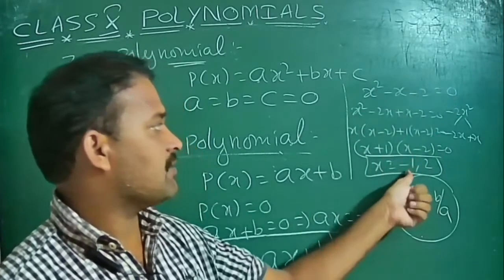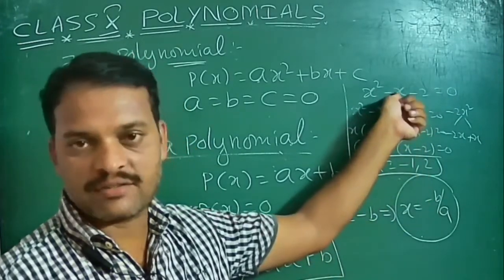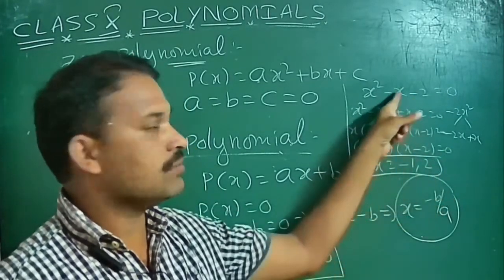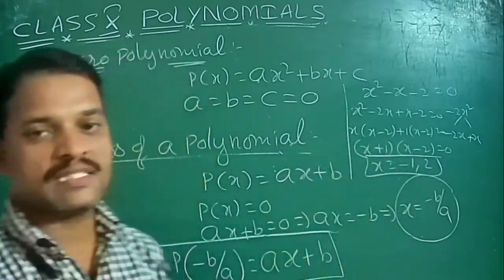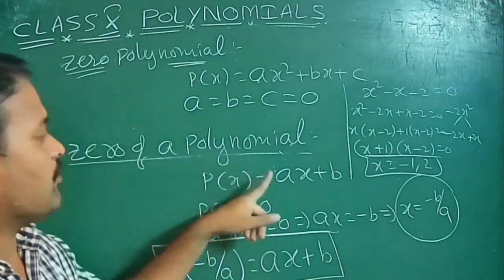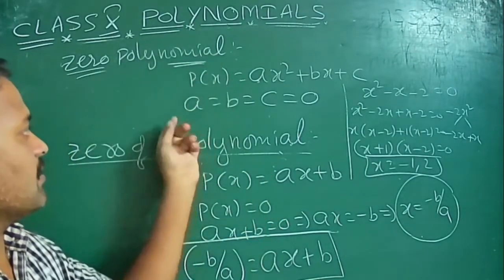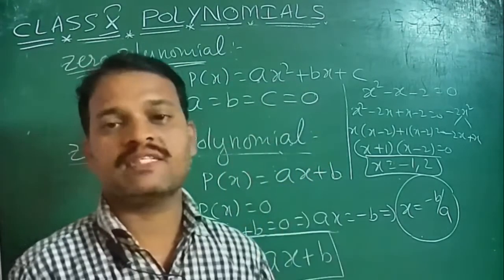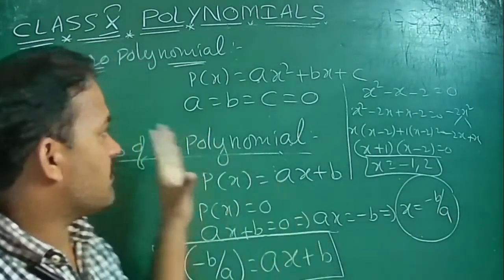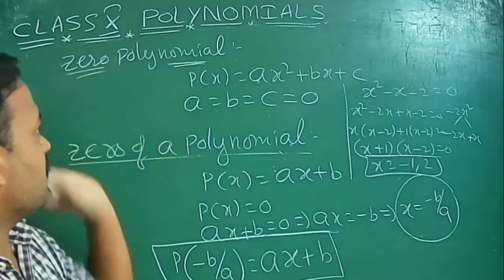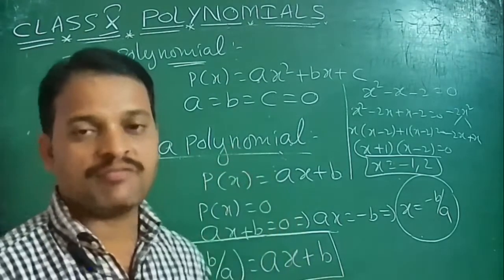Suppose we substitute x = -1, you will get 0. Substitute x = 2, again you will get 0. So that's why -1, 2 are called the zeros of a polynomial. What is a zero polynomial? All the coefficients must be 0, then the whole polynomial will become 0. That is the definition of zero polynomial and zero of a polynomial.